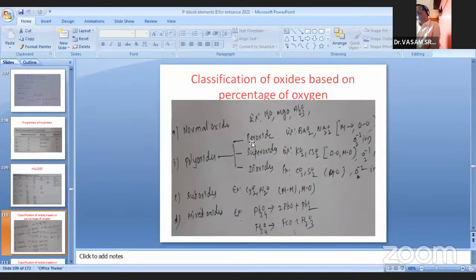Now come to the very, very important classification. This is the classification of oxides. It is applicable to all the periodic table elements. The classification of oxides is of 2 types. The first classification is based on the percentage of oxygen.